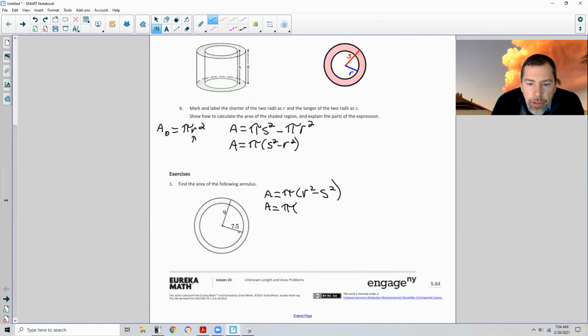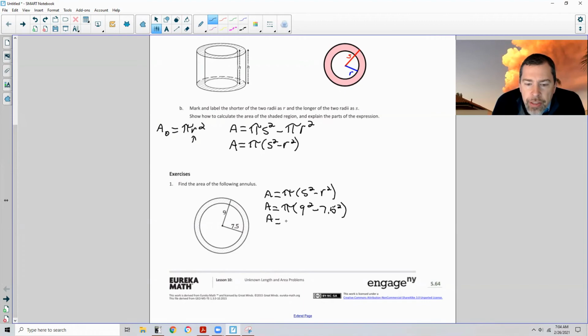Okay, now remember R is the smaller one. I think I have that backwards. No, that's right. I just reversed this here. Okay, I was looking up here saying that's right, but no, it's this one that I did wrong. Area equals pi times S squared minus R squared, where S is the larger radius and R is the smaller. Okay, sorry about that. So now substituting in the givens, S squared, S is the outside one, that's 9, 9 squared, minus R squared, which is 7.5 squared.